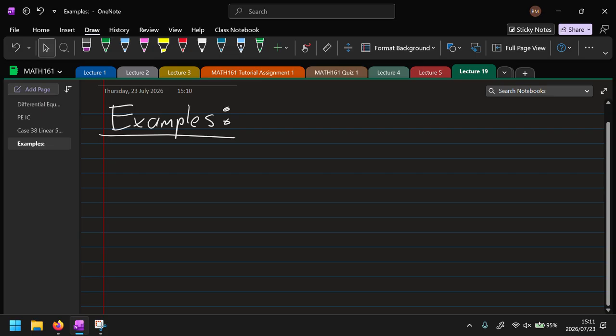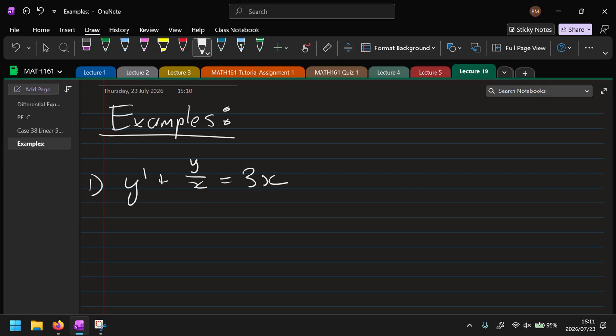Okay, examples, 3 of them. Let's have a look. Again, if you need more examples, please look in the tutorial. There's plenty there. Okay, so we have y prime plus y over x is equal to 3x. Okay, so now pretend we don't know that this is linear. We go through the cases step by step. So is this separable? No, not separable, right? It's going to be a sum or difference with the x and the y. Okay, so it's not separable.